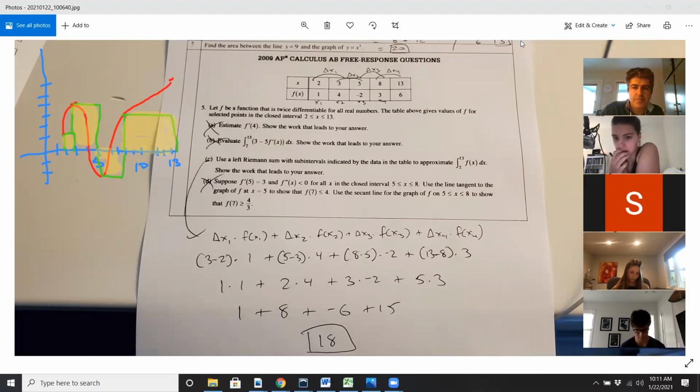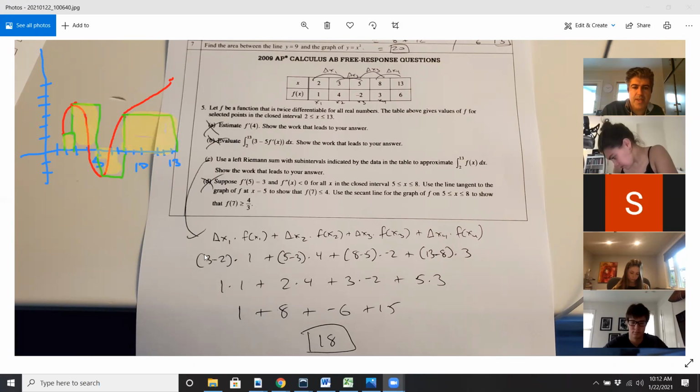Question in the chat. Oh, so great question. How does the left Riemann sum influence the way you approach a problem? Because if asked for a right Riemann sum, I would draw my rectangles differently. I'll talk about that in just a second. Hold on to that thought. But I'm using the left corners.